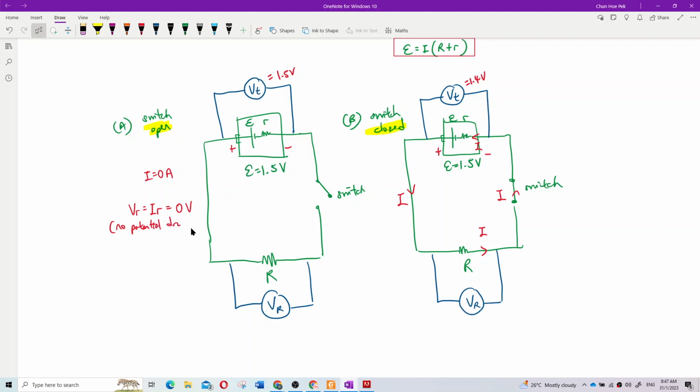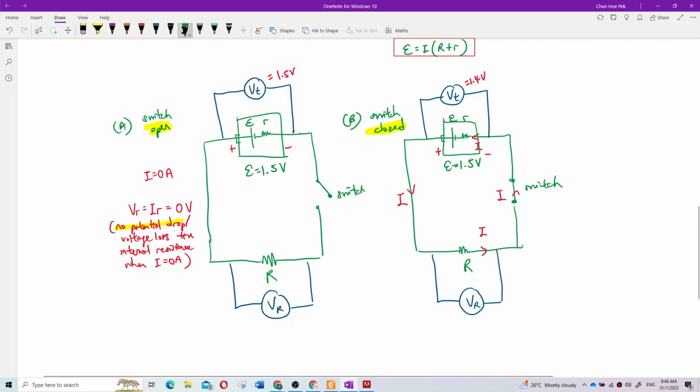No potential drop, or we can say no voltage loss through the internal resistance, when current is 0. No voltage loss across the internal resistance. So Ir is 0 volt. That's why, because no current flows.